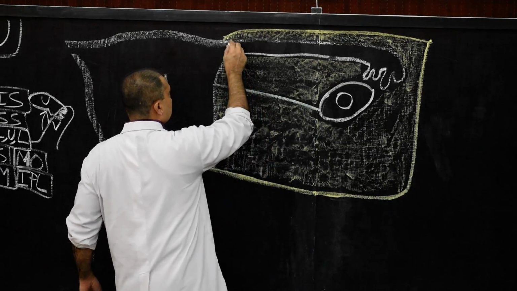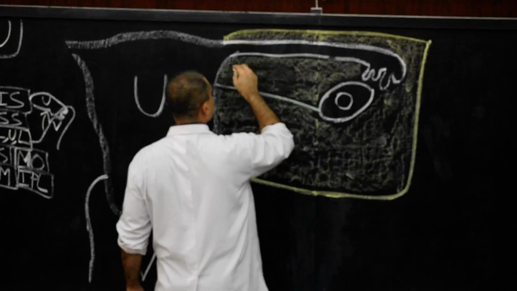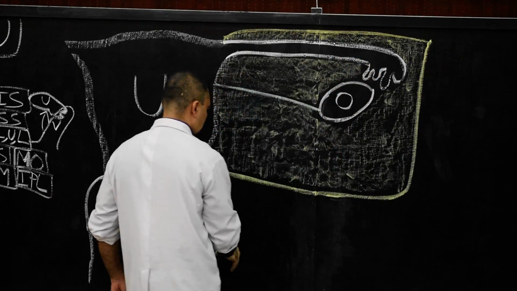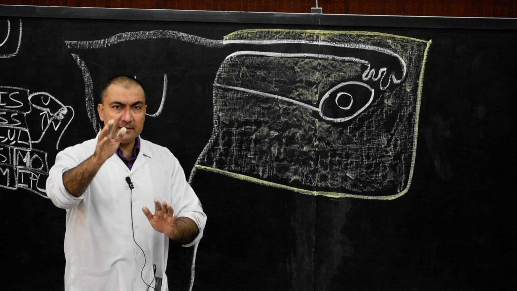And here I will highlight this fallopian tube. This is the fallopian tube. So therefore, our broad ligament is complete. Now let us understand the presenting parts.